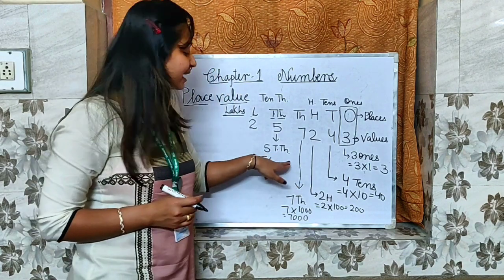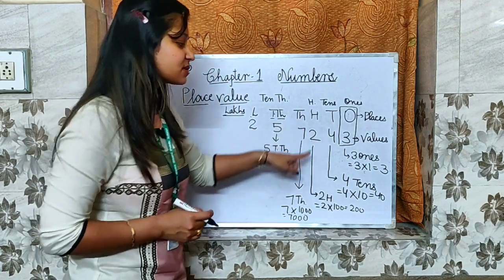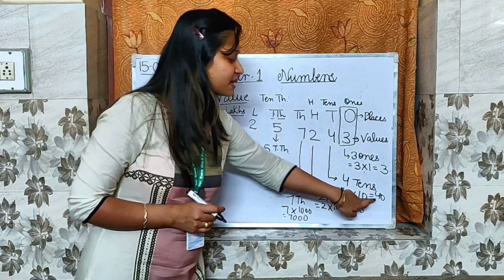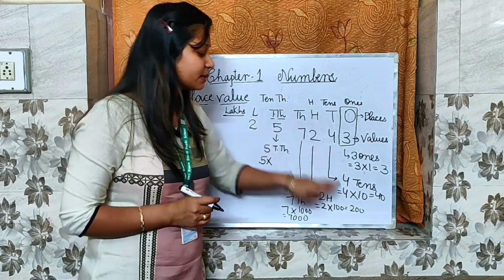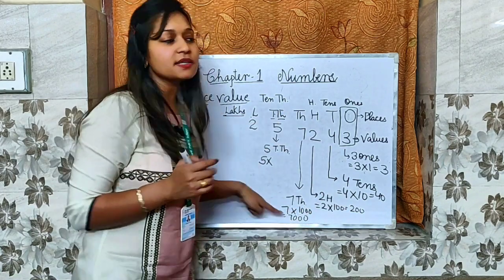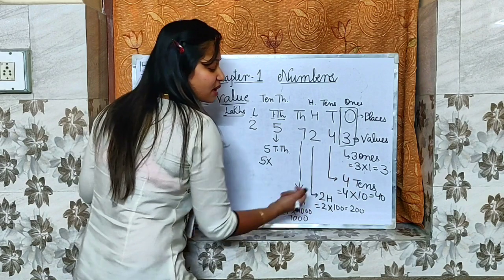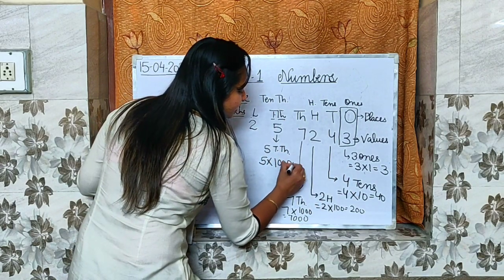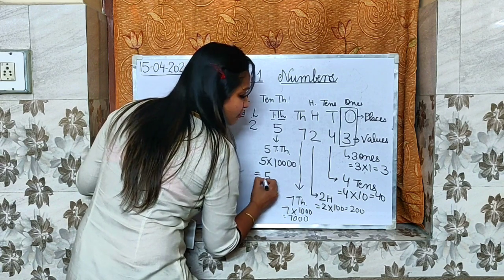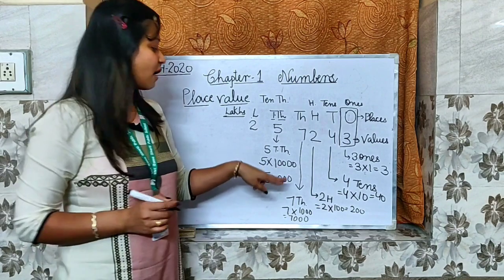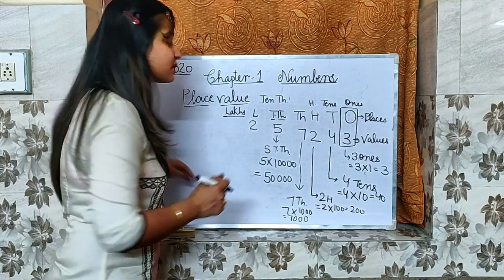So what is the value of 10,000? You must not be knowing. In ones place there is no zero. In tens place there is a single zero. In hundreds place there are 2 zeros. In thousands place there are 3 zeros. So every time one zero is adding. So in 10,000's place there are 4 zeros. So our final answer is 50,000.